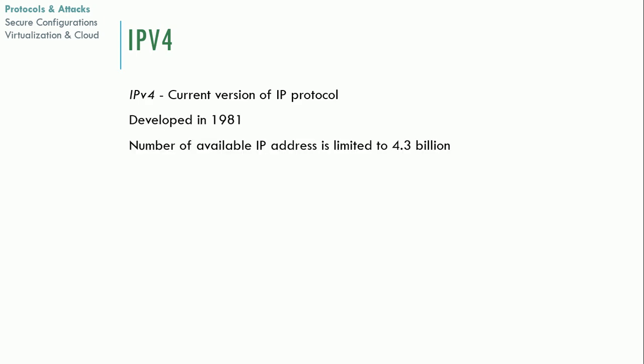The two main protocols that we have available with IP are IPv4 and IPv6. I'll talk about IPv4 first, which is the current version of IP, which was developed all the way back in 1981, along with TCP, which was also developed in 1981. The number of available IP addresses is limited to only 4.3 billion, which sounds like a lot, but that's fewer than the number of people on our planet.